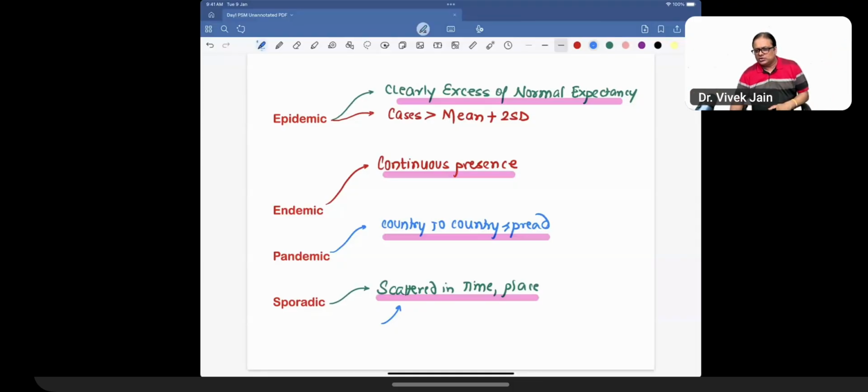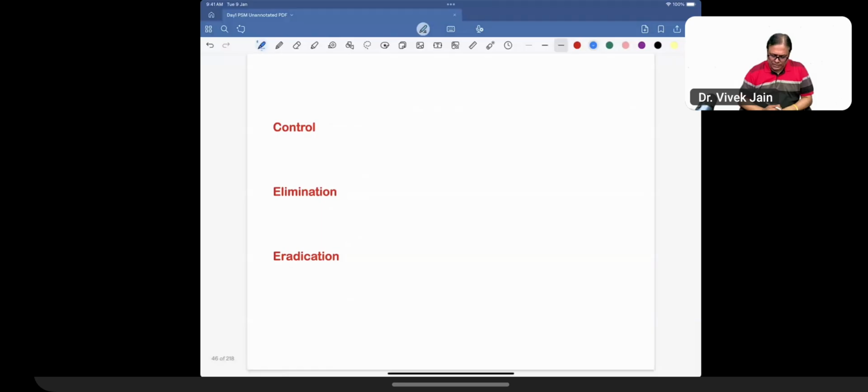No, that will not be asked, Dr. Harish, right? So topics which have not been asked in last 10-15 years, we are skipping. Control, elimination, eradication. Keywords, definitions, and examples are asked.